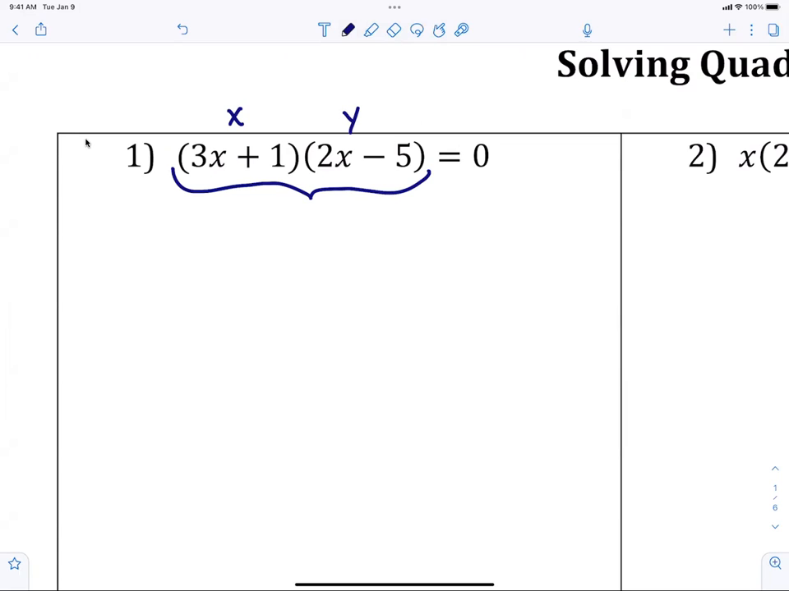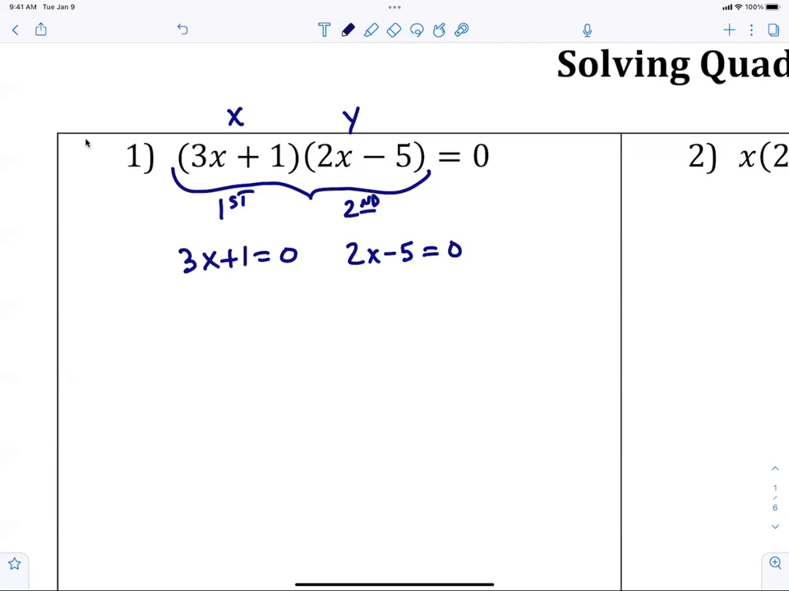If one of them is what? 0. Equals 0. Now, what do I mean by one of them? This is the first factor, and this is the second factor. One of them has to equal 0. So all you do is set the factors equal to 0. So you just say 3x plus 1 equals 0, and 2x minus 5 equals 0.